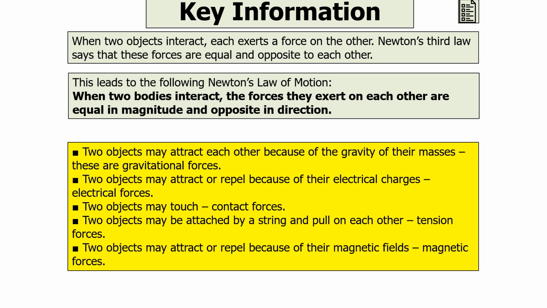For example, two objects may attract each other because of the gravity of their masses, so it would be two gravitational forces. Two objects may attract or repel each other because of their electrical charges, the electrical force. Two objects may touch each other, so contact forces. Two objects may be attached by a string and pull on each other, so tension forces. Or two objects may attract and repel because of their magnetic fields, being magnetic forces.